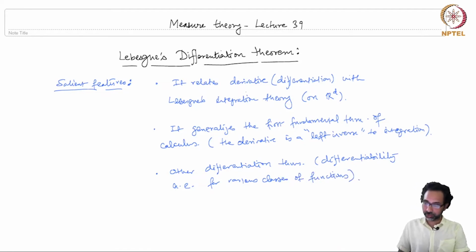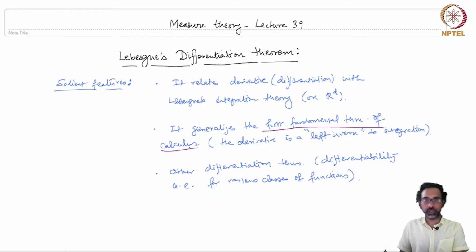So of course these three salient features make up quite a large number of results actually, and to go into the depth of each result would not be possible due to the lack of time, and in fact we will only be concerned with this topic for the rest of our course, and this will be the last course for this topic as well. So let us see how Lebesgue's differentiation theorem generalizes the first fundamental theorem of calculus.